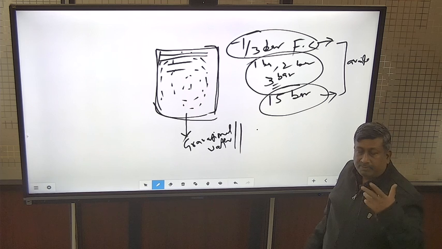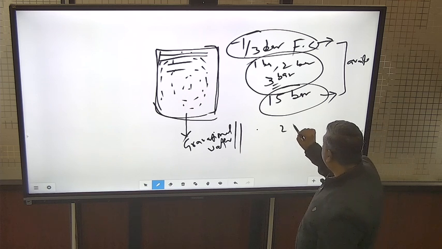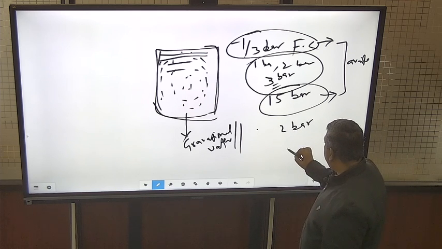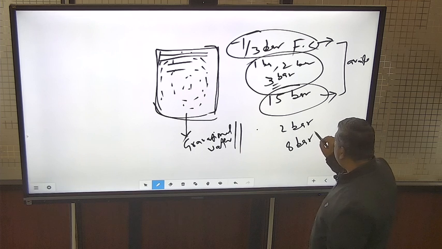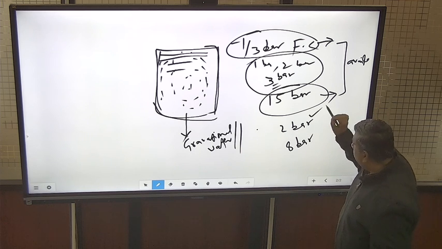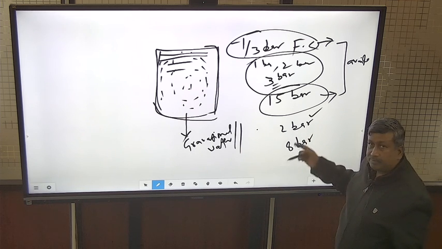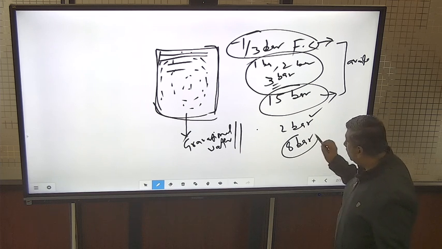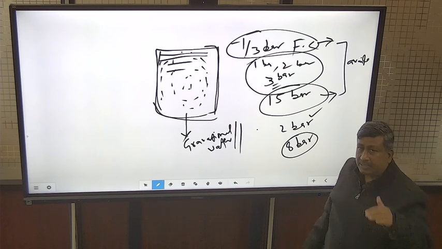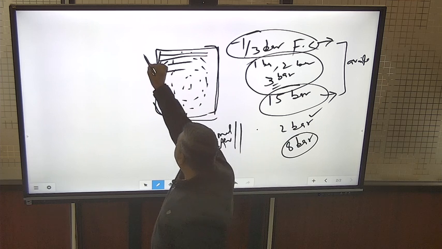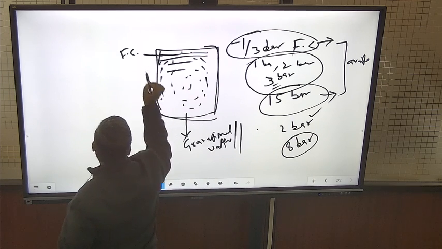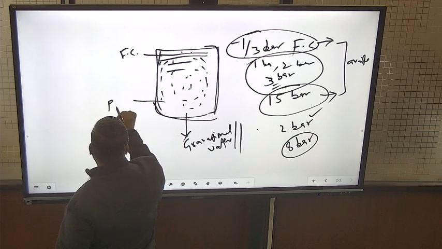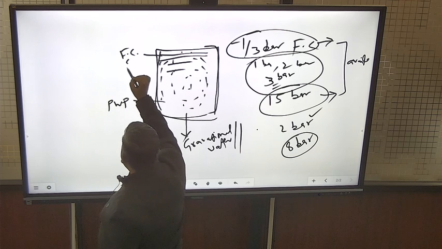So if water is available at 2 bar and another water is available at, suppose, 8 bar, both are available, but the ease is more here. Only 2 bar pressure is required for extraction. Here more pressure is required. It means as the moisture decreases, suppose this is the limit of field capacity and this is the limit of permanent wilting point, then moisture decreases.